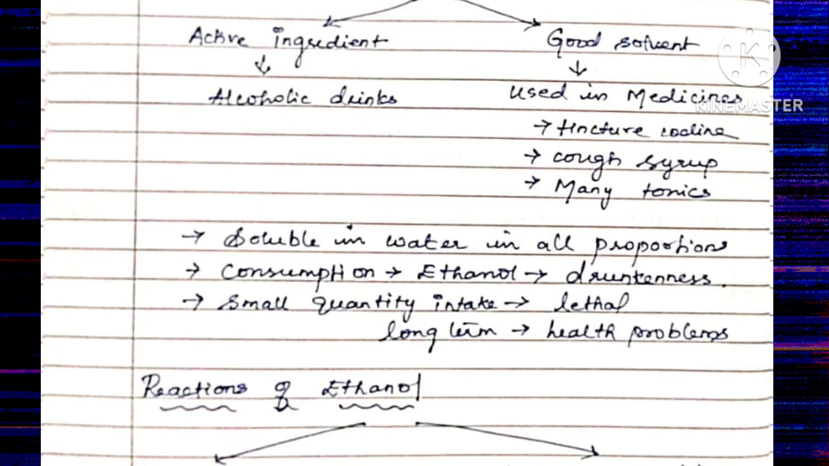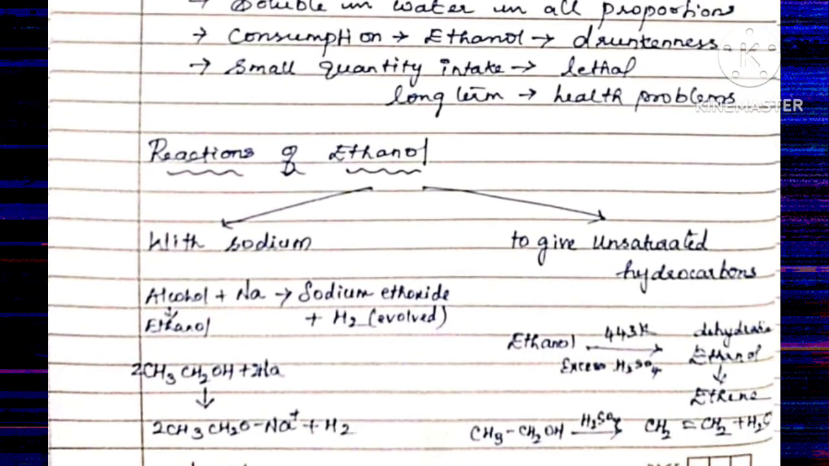It is soluble in water in all proportions. A small quantity of intake is lethal, whereas long-term intake gives us health problems. Coming to the reactions of ethanol, ethanol reacts with sodium to give sodium ethoxide plus hydrogen. To give an unsaturated hydrocarbon, ethanol reacts with excess sulfuric acid at 443 Kelvin to give ethene with a double bond plus water.